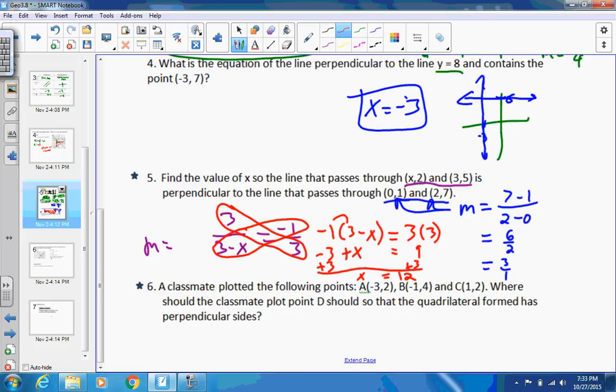We want the slope to be -1 over 3, so let's just check it over here. If this was 12, we'd have 5 minus 2 over 3 minus 12, which would be 3 over -9, which would reduce to -1/3. Hey, that's exactly what we wanted to get. So give yourself a big smiley face on that one. So x would be 12.